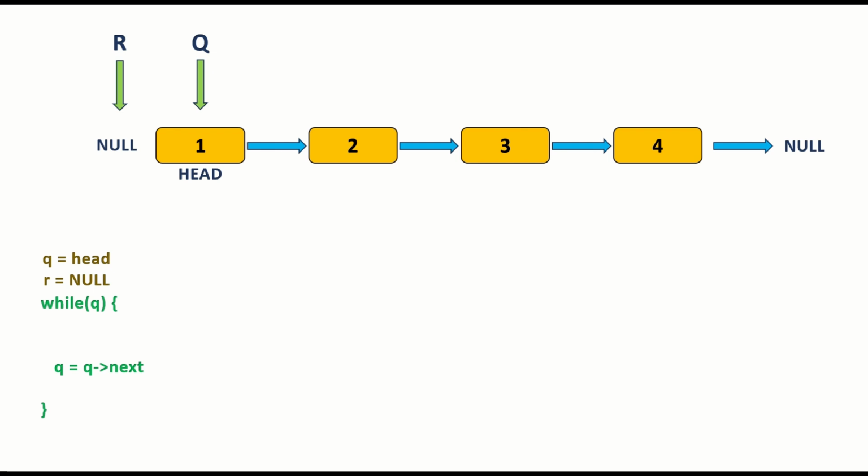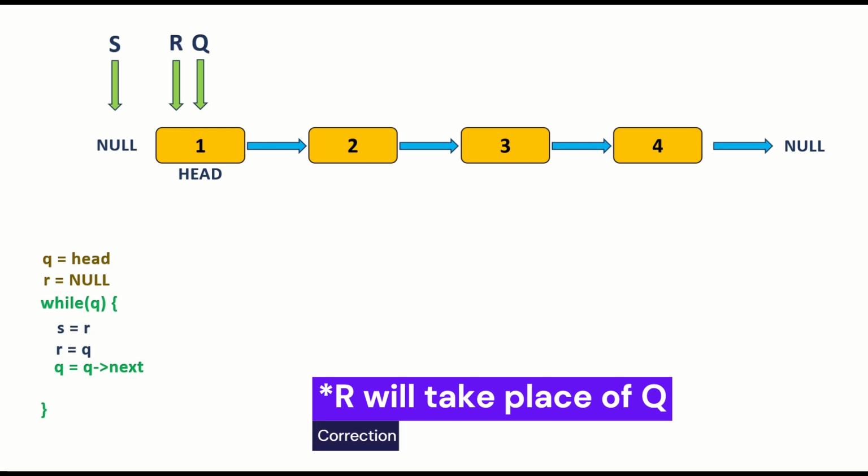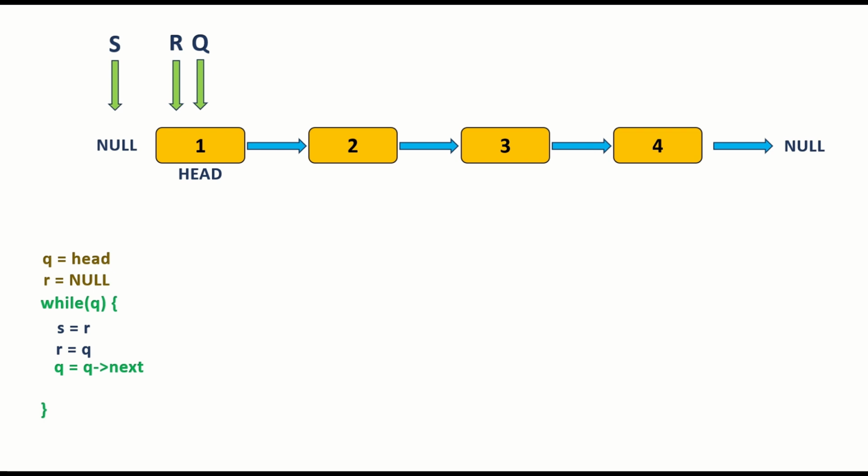Let's quickly understand what those things are. As we have already understood, there would be three pointers S, R and Q in the same order. So before we move Q to the next node, S has to take the place of R and R has to take the place of Q. It means S equal to R and R equal to Q. This is exactly what we have done. S has now taken the place of R, which is null, and R has now taken the place of Q, which is pointing to the head node denoted by element 1. Once we have done this, only then we move the Q pointer to the next node like this.